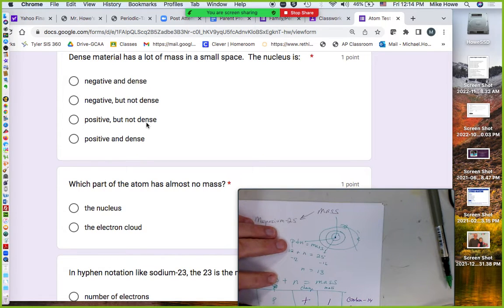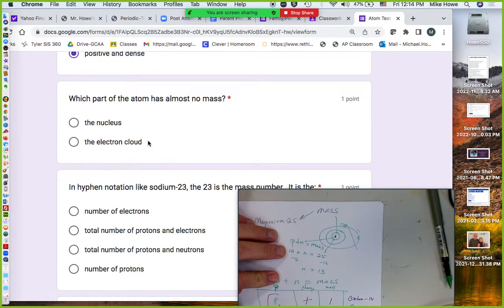So the answer is either this one or this one. But the charges in the nucleus, since you have protons and neutrons, you got a positive and a 0. Remember, these two things are in the nucleus. So you're looking, the answer here would be positive and dense. So that would be the correct answer.